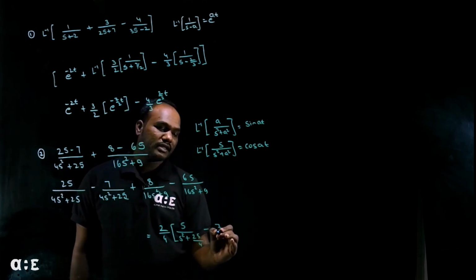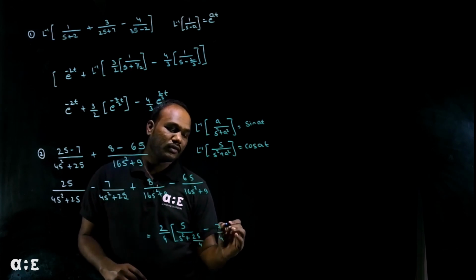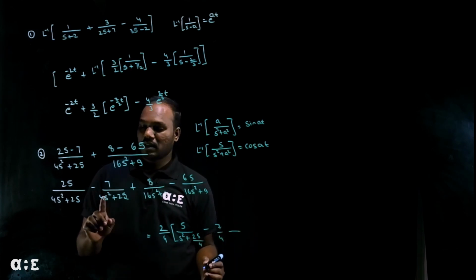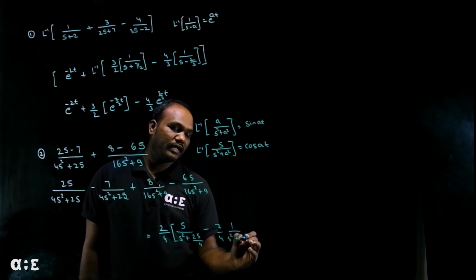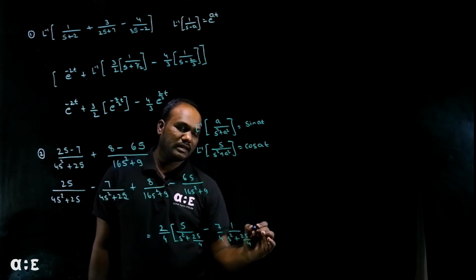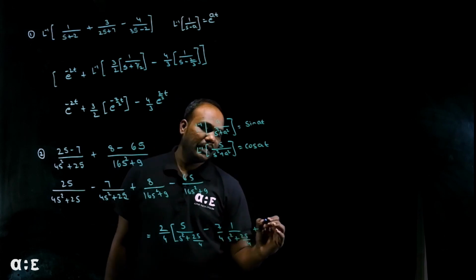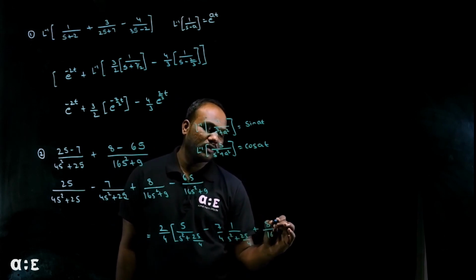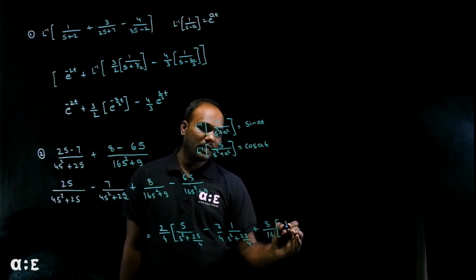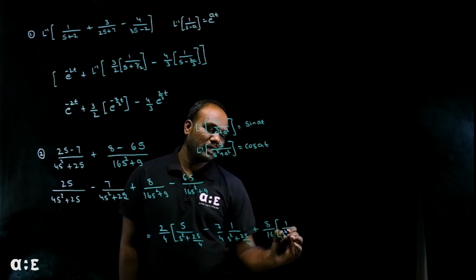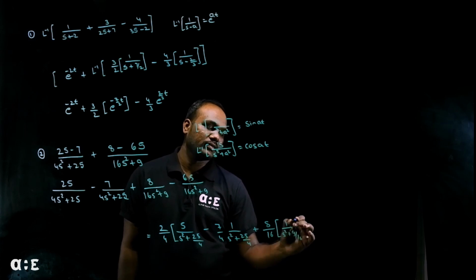So in the numerator I'll take 7 common, and in the denominator, I'll take 4. So I'll be left with 1 over s square plus 25 upon 4. The same way, here I can take 8 over 16 common. I'll be left with, in the numerator, 1 over s square plus 9 upon 16.